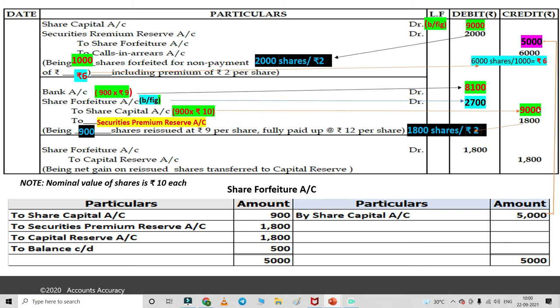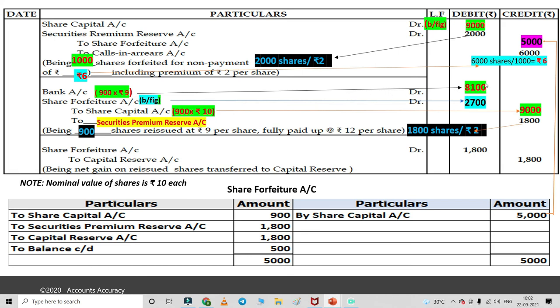Now as we have both the values at credit side, which is 9,000 plus 1,800, that is 10,800. Now as credit side total is 10,800, debit side total has to be 10,800. Now the first thing which we need to do is to find out the value of bank account. So the value of bank account will be 900 shares into rupees 9 per share, because it got reissued at rupees 9 per share. So that will be 8,100, that is 900 shares into rupees 9 is 8,100.